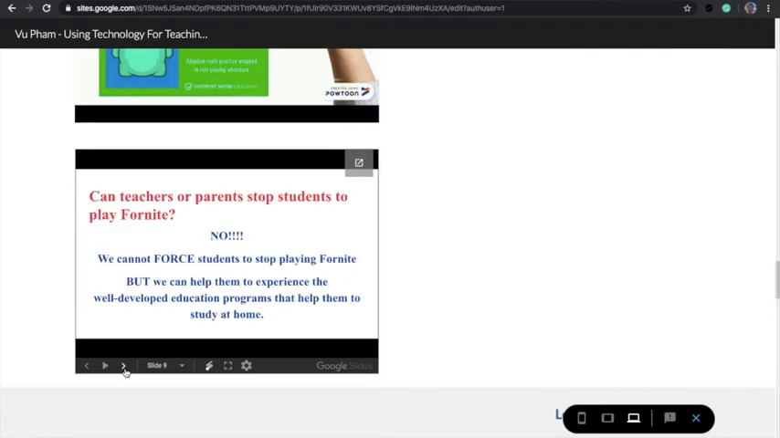So can we stop students from playing Fortnite? I don't think so. We cannot force them. We cannot do anything. But the only thing we can do is provide our students a better experience by using well-developed education programs.